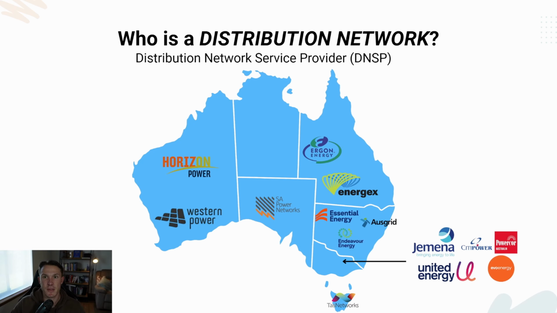As I've illustrated on this slide, the local DNSP is largely regional. So over in WA, it's managed by Horizon Power and Western Power. In South Australia, it is SA Power Networks. Up in Queensland, Ergon manages the northern suburbs and Energex the southern and central suburbs. In New South Wales, it's managed by Essential Energy, Ausgrid and Endeavour. Tasmania is largely managed by Tas Networks, and Victoria has the largest combination, being a combination of Jemena, CitiPower / Powercor, United Energy, and Evoenergy.